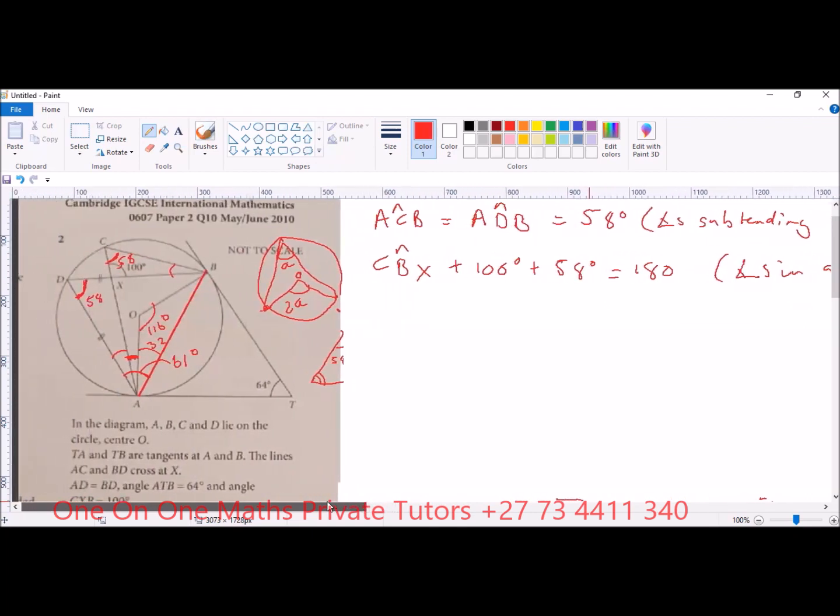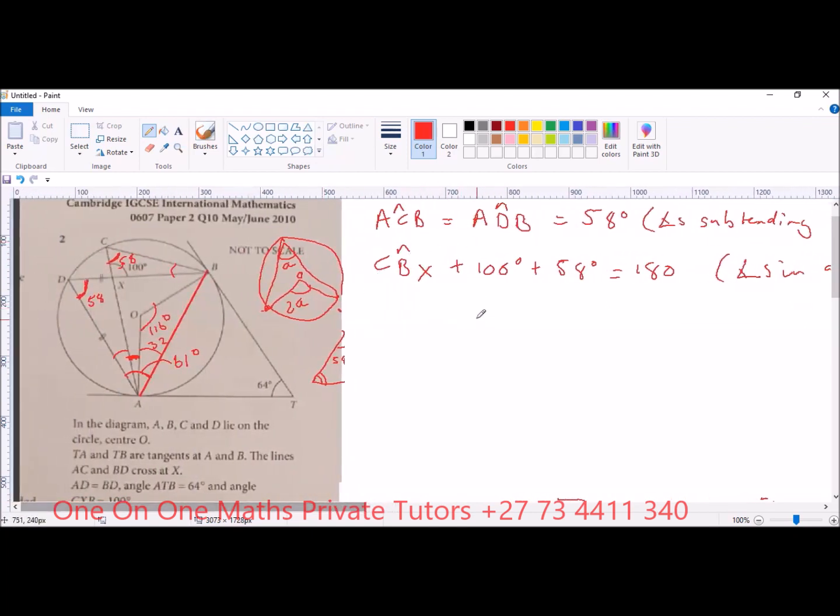Then you simplify. Now CBX is equal to 180 minus the sum of 100 and 58, which is equal to 22 degrees. So we're saying this small angle here is 22. All right.